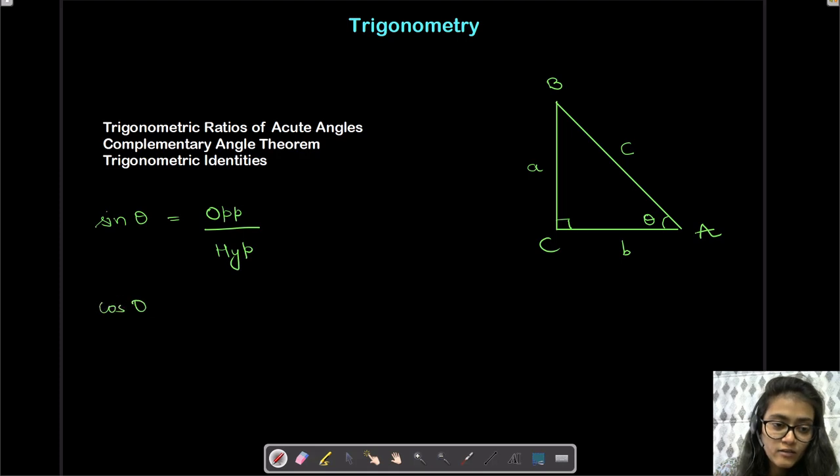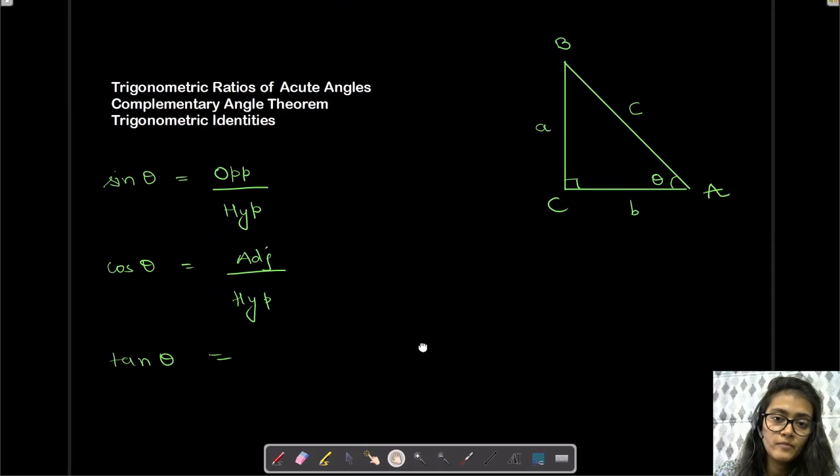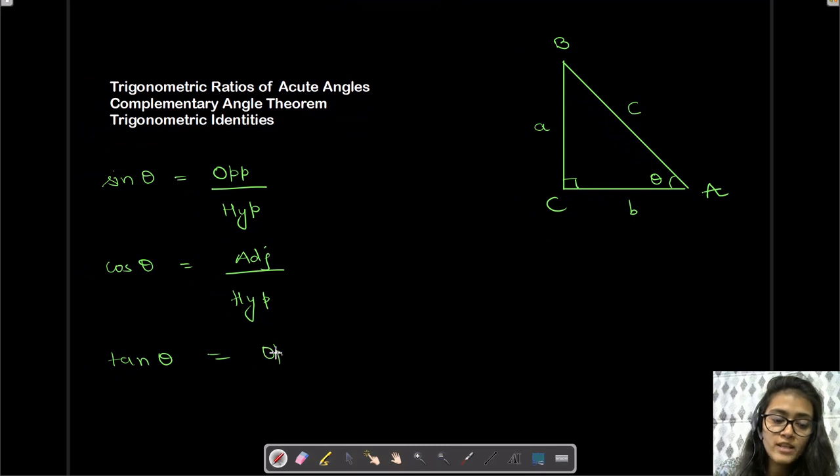Cosine is equal to the length of the adjacent side. So adjacent side is AC. So first I'm going to write adjacent over hypotenuse. And your tangent of theta is the ratio of opposite side over adjacent side. So your sine of angle theta is going to be opposite is A, hypotenuse is C.